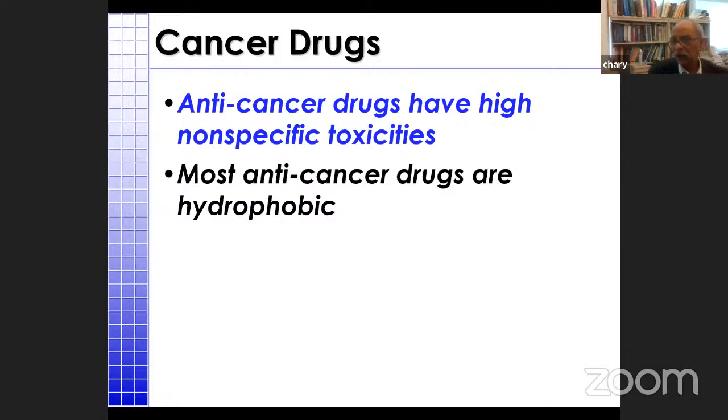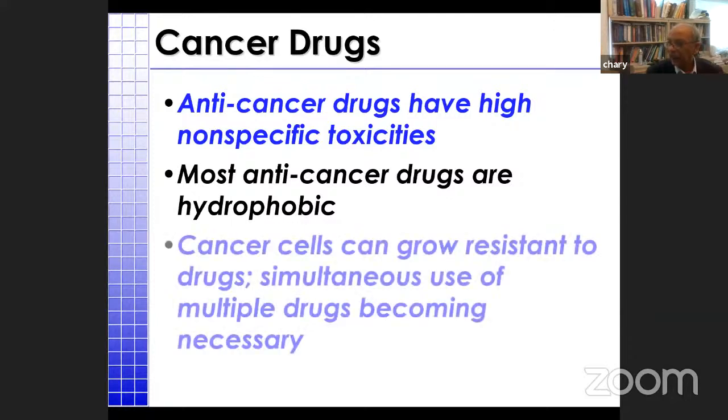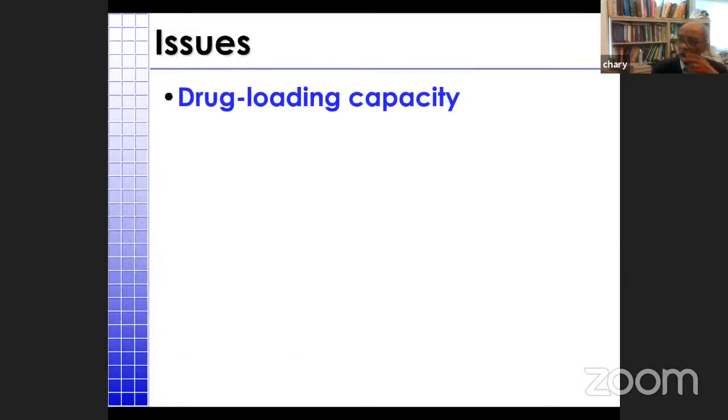So how can you change this? If you can make this a little bit more hydrophilic, you should be able to improve the bioavailability of these drugs. That is another area. Another big problem is that over a period of time some of the cancer cells become resistant to the drugs, developing what we call drug resistance. So now, instead of using one drug, you need to use a cocktail of 2 or 3 drugs together. The problem again is the drug loading capacity and release profile.